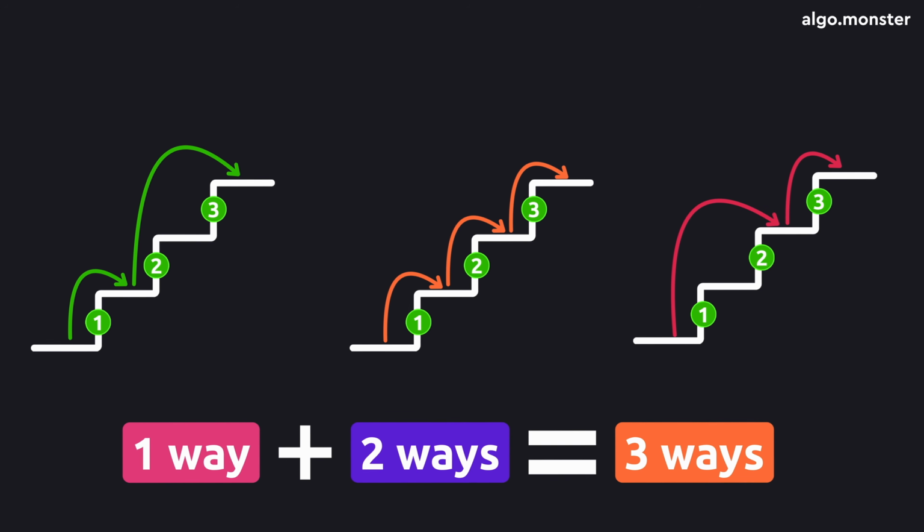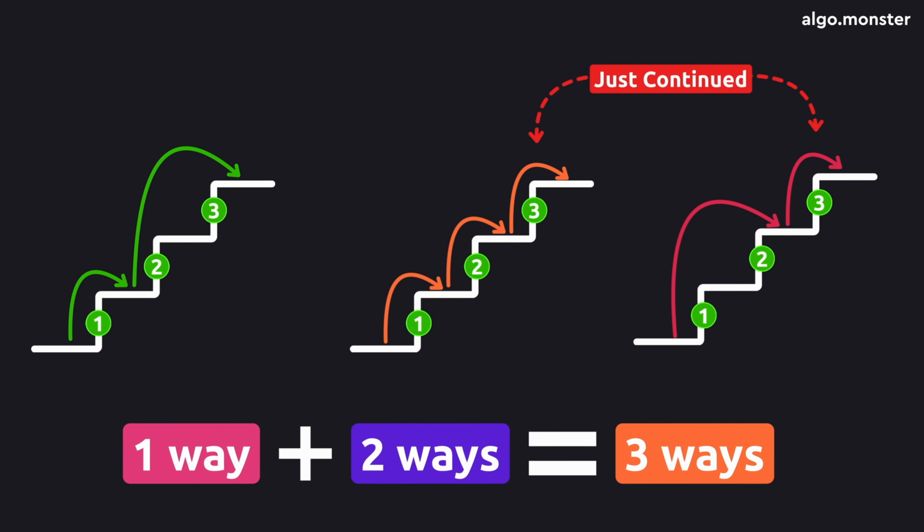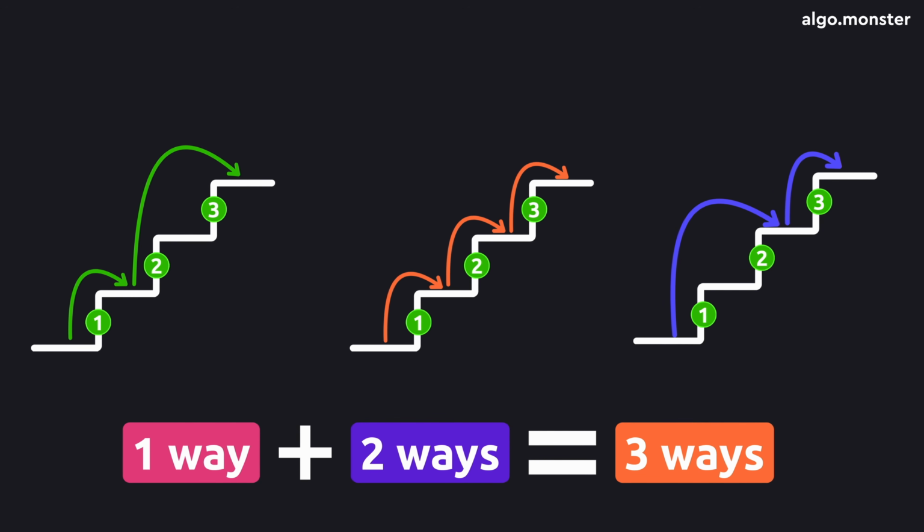In other words, all paths that end at step 2 are already counted. And when we add 1 more step to reach step 3, we don't create a new path. It's the same path, just extended by 1 step. The same idea applies to the path from step 1 to step 3. We simply continue it without creating anything new.